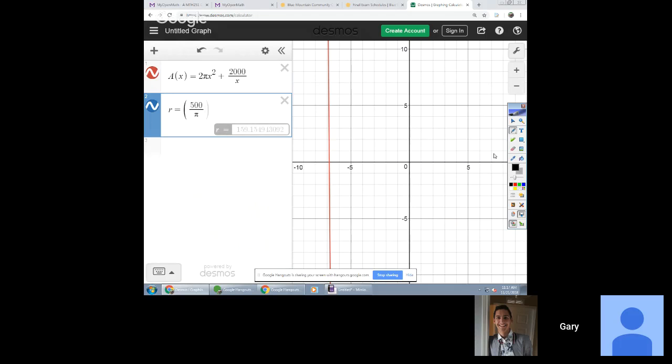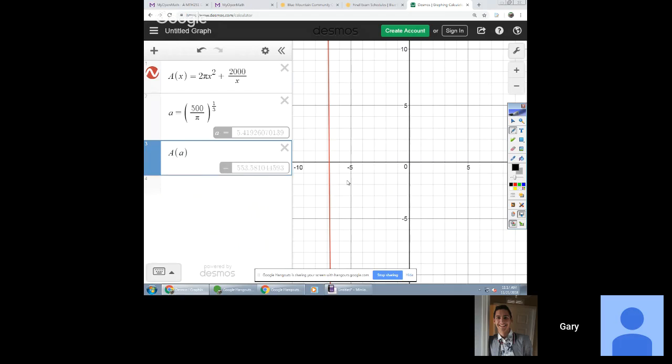Ooh, is it going to let me use r? Looks like it might want r to be a polar thing. Raised to the power 1/3. Did I do that right? Oh yeah, it's doing polar. Okay, that's bad. We'll call that a, 5.419. Okay, and for the surface area, I want to know what the area is when I plug in that little value. I get 553.58-ish. Anyone else get that?